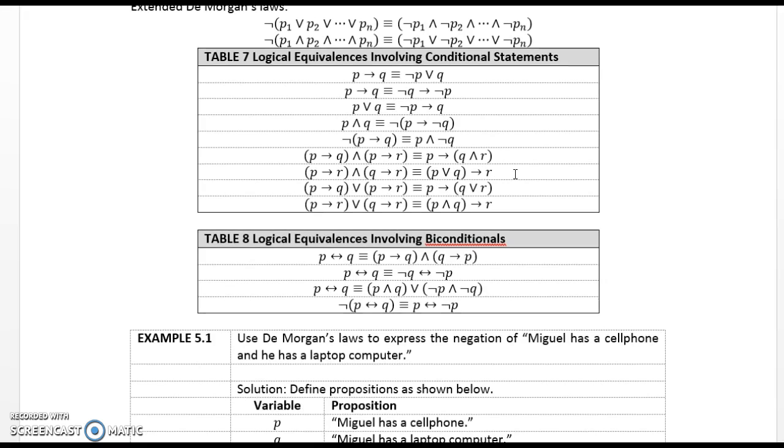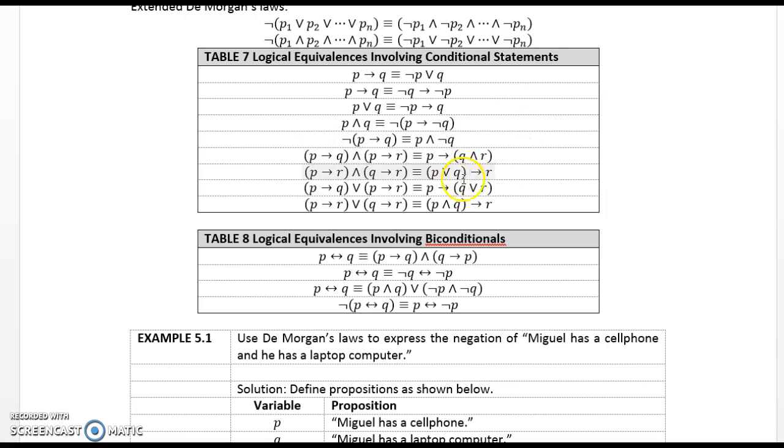So table 7 shows that we have some logical equivalences involving conditional statements. P implies Q is equivalent to not P or Q. P implies Q is also equivalent to not Q implies not P. This is the contrapositive. We have P or Q is equivalent to not P implies Q. P and Q is equivalent to the complement of the quantity P implies not Q. The complement of P implies Q is equivalent to P and not Q.